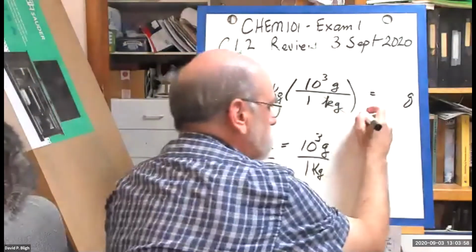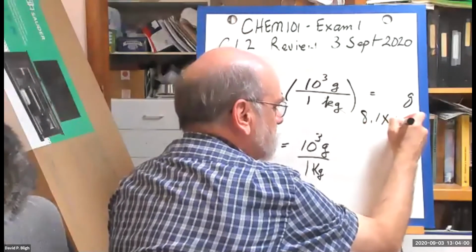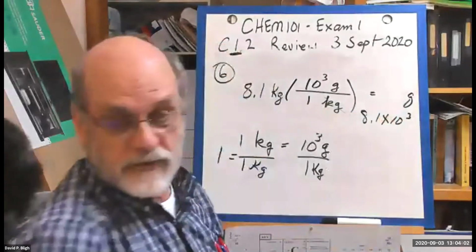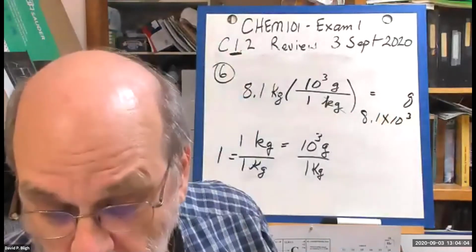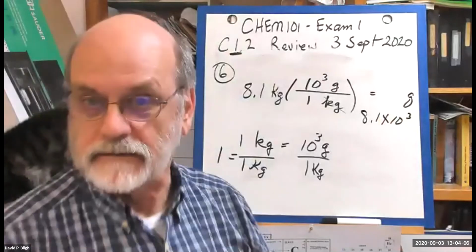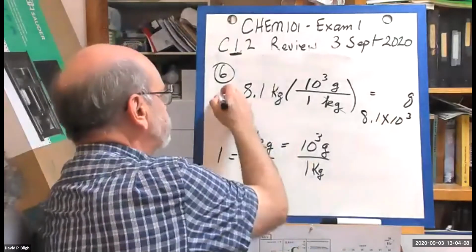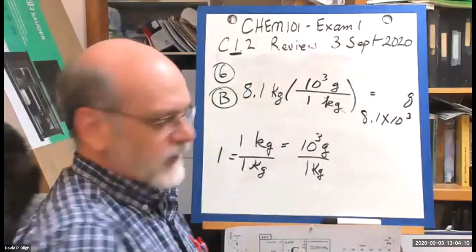So 8.1 times 10 to the third grams should be our answer, which is B. Okay.